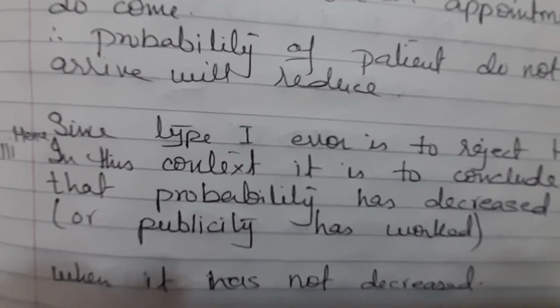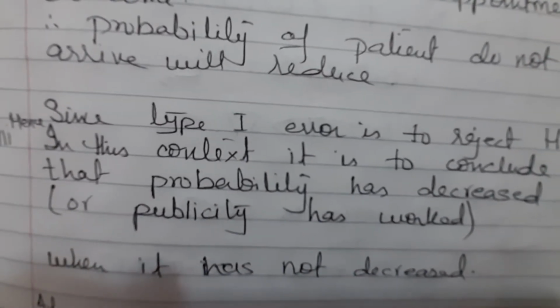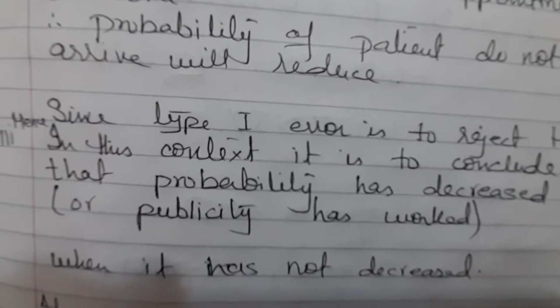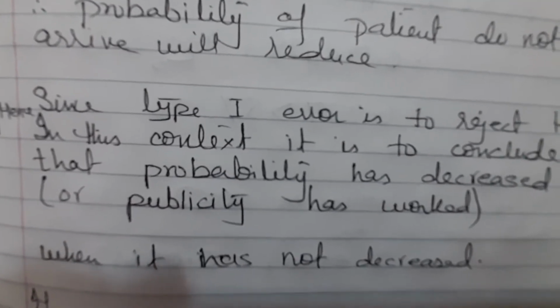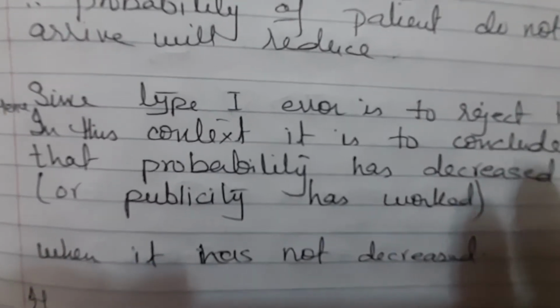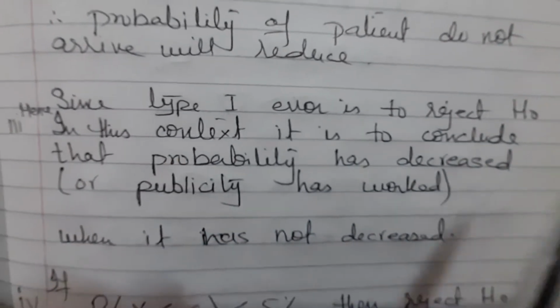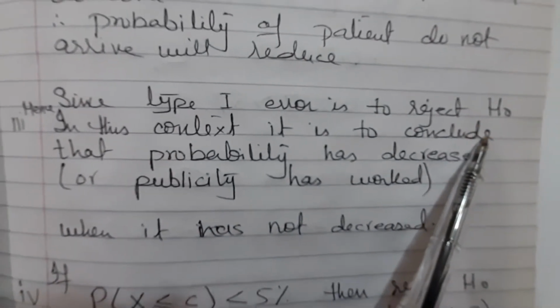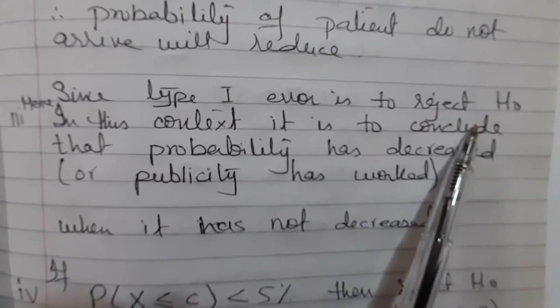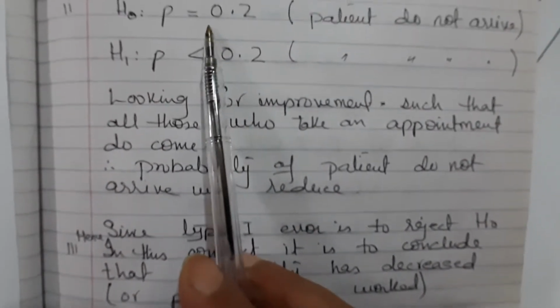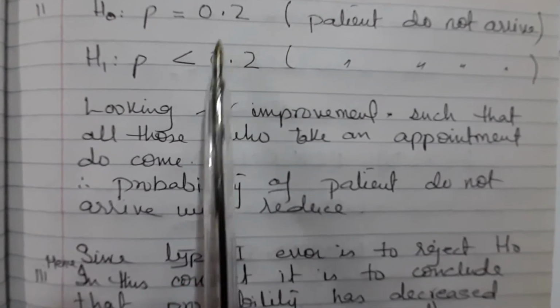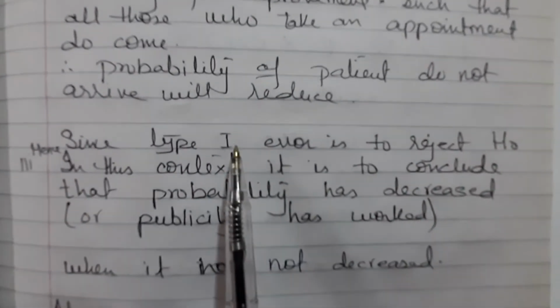Now it is written here that it is a 5% significance level, but now you have to tell in terms of context what is type 1 error. Now type 1 error is the rejection of H naught, yes or no? And what is H naught here? It is 0.2% do not turn up, right?